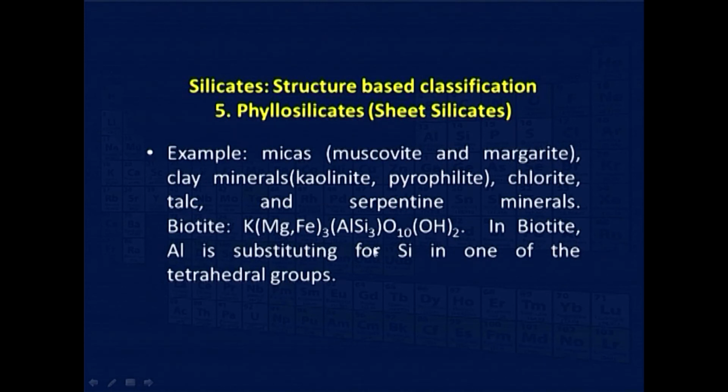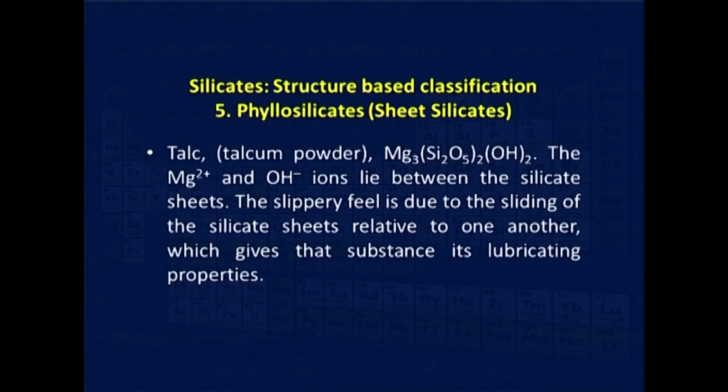This is the structure of biotite. In biotite, aluminum is substituting for silicon in one of the tetrahedral groups. Another example is talc, the talcum powder. It has the formula Mg3Si4O10(OH)2. The Mg2+ and hydroxide ions lie between the silicate sheets. The slippery feel is due to the sliding of the silicate sheets relative to one another, which gives the substance its lubricating properties. The phenomenon is somewhat similar to what we discussed about graphite.